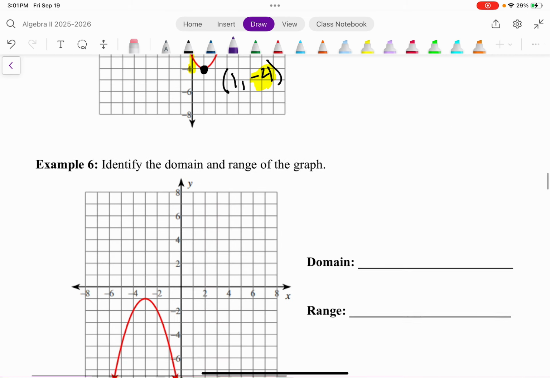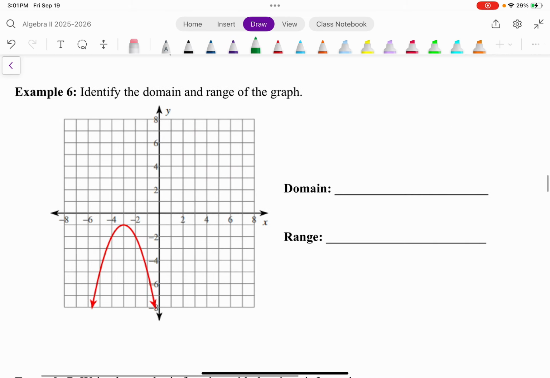Okay, so then if we look at our second example, again, domain is all of our x values, and that is going to continue on forever going left and right. So x is all real numbers. So we could plug any value into our equation, and we will get an output when we are having a quadratic. Range, on the other hand, we have our y value.